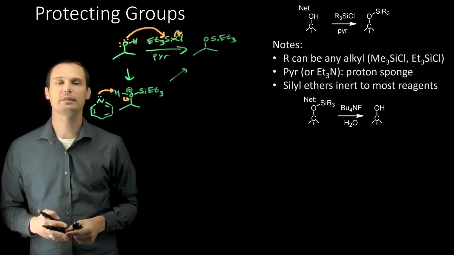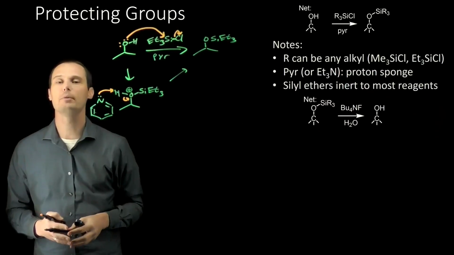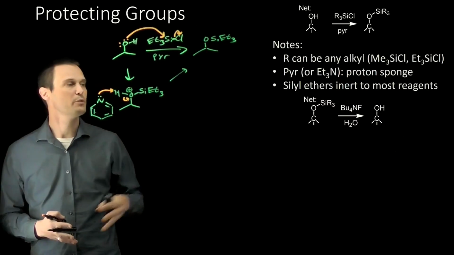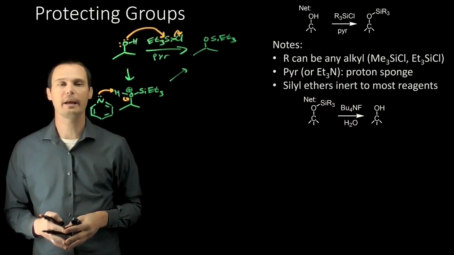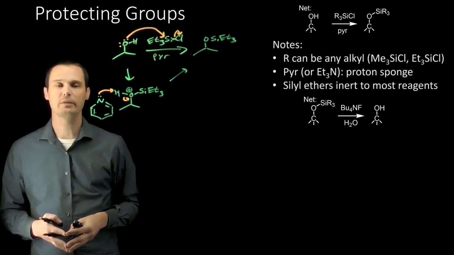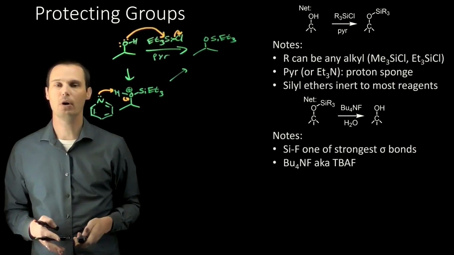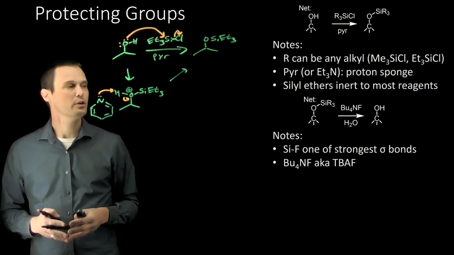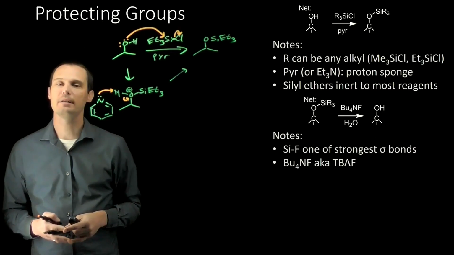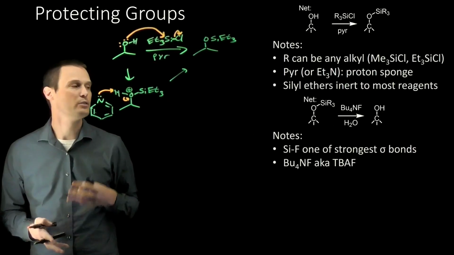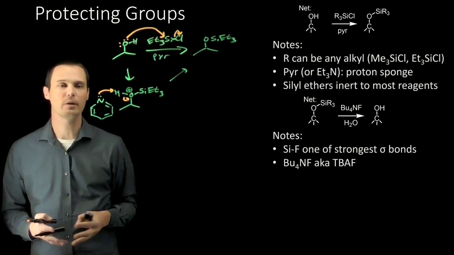We take off the protecting group with a reagent called tetrabutyl ammonium fluoride. 4 butyl groups around a nitrogen with the fluoride counter anion in water as a solvent. That deprotects the silyl ether and reforms our alcohol functional group. The reason that this reaction works is we're going to form a silicon fluoride bond in the byproduct, and that silicon fluoride bond is one of the strongest sigma bonds that we know.